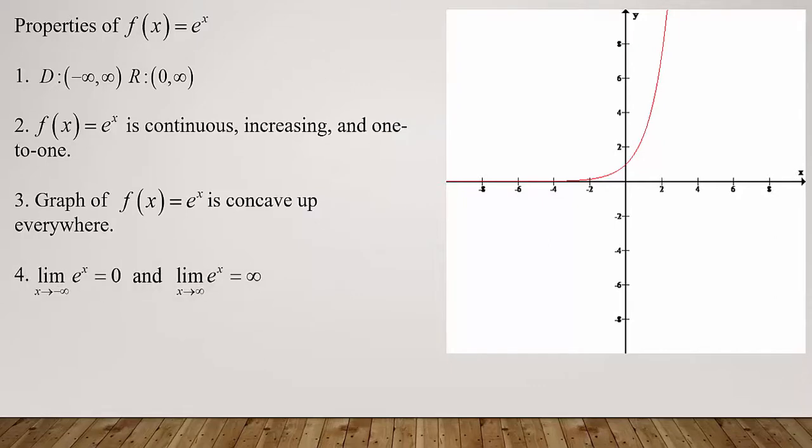A couple of limit statements. The limit as x heads off to negative infinity of e to the x is 0. And the limit as x heads to infinity of e to the x is infinity. Since natural log of e is equal to 1, that implies that the integral from 1 to e of 1 over t dt also equals 1.